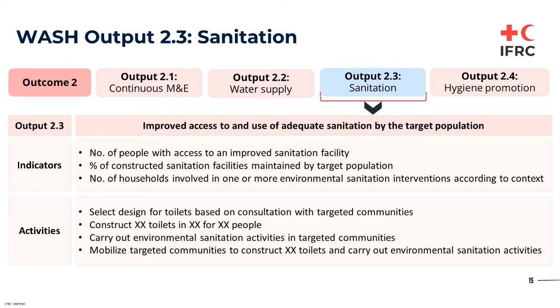Output 2.3 relates to providing access to and use of sanitation. Similarly, the indicators and activities all imply longer-term and improved sanitation solutions. If there is a plan to build flood-resistant household latrines, for example, then this output should be selected. Fill in the XX if any of these activities are selected in the EPOA.